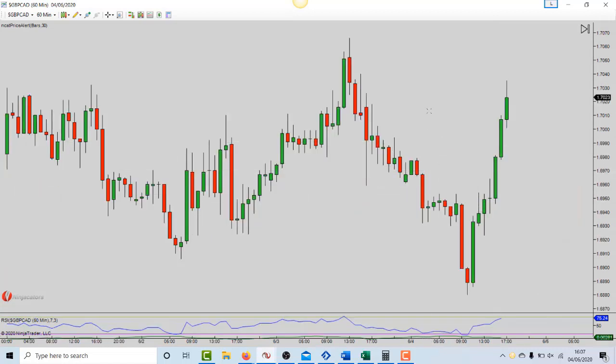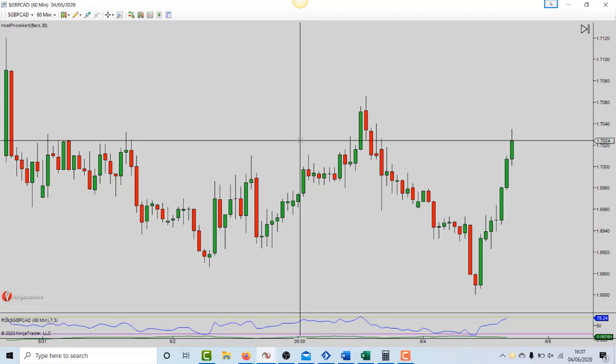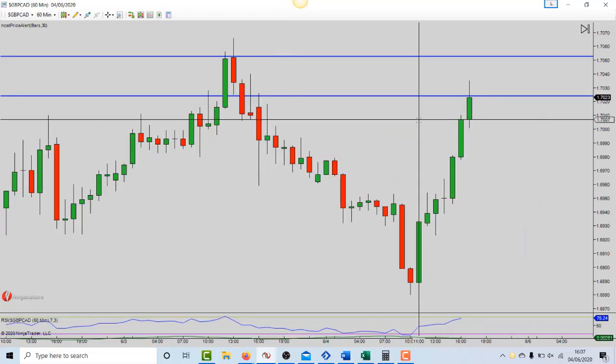Okay, very directional here. No psychological number. There is some internal structure right here which we could be hitting, but ultimately the way the market is moving, I think we could get up to that.